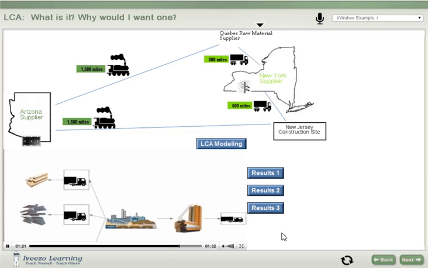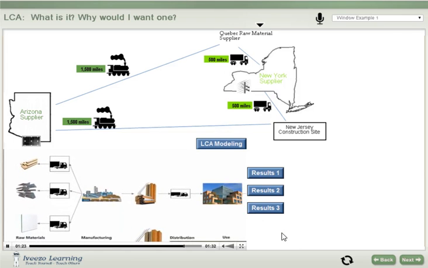With the final life cycle inventory LCI data of each model, a comparative LCA for the two options can be calculated. To see possible results, click the three results buttons.